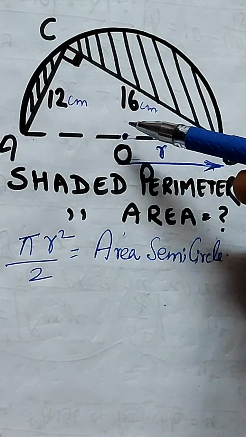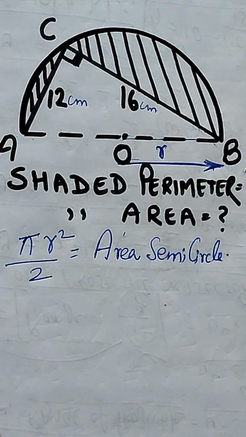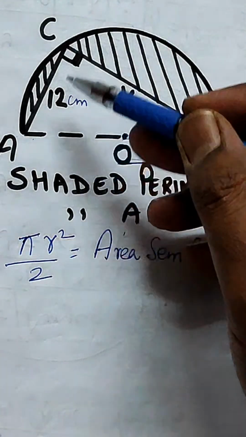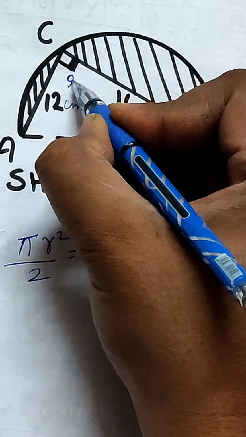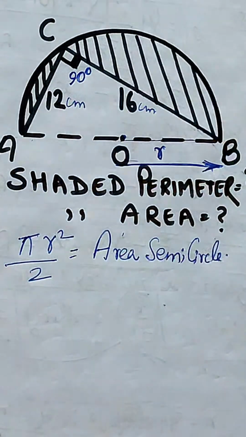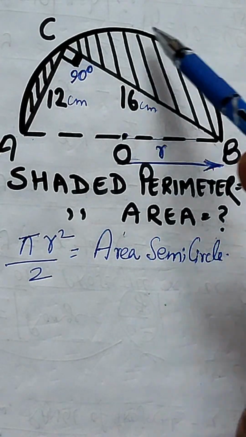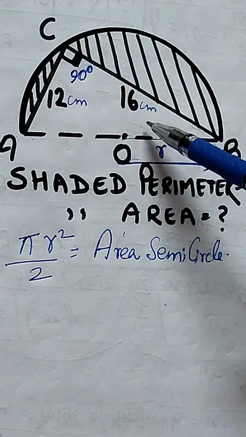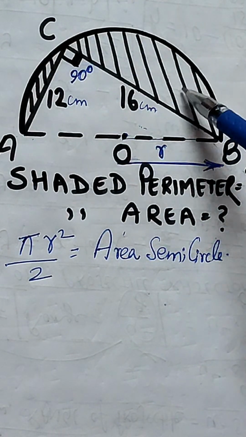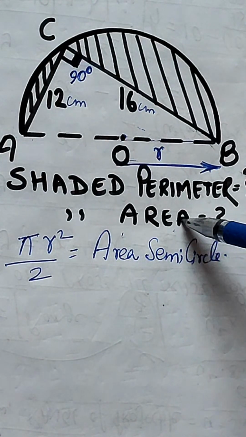One more piece of data is also given in this question, that AC and BC are perpendicular to each other. If AC and BC are perpendicular to each other, that means this angle C is 90°. Then we will find the area of this semicircle and subtract the area of this triangle to get the area of this shaded region. Then the second part will be solved.